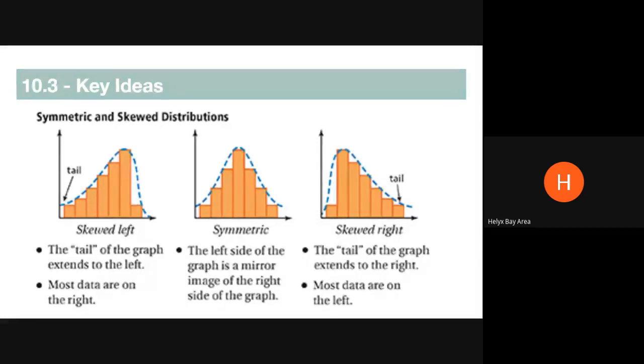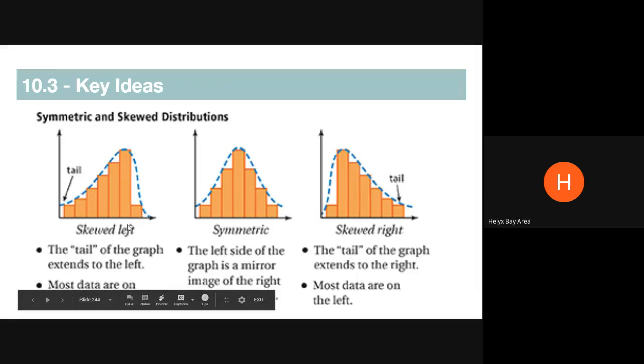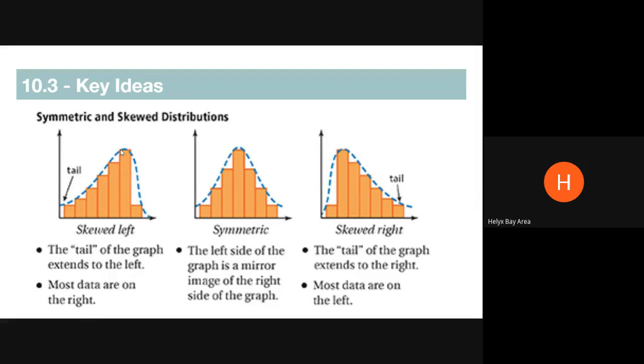Skewed right means that the tail of the graph extends to the right. Most of the data is on the left. So in the skewed left graph most of the data is on the right, and in this one the data is on the left. It's just which way the tail is pointing. Remember, look at where each tail ends, that's an easy way to remember skewed right and skewed left. Or look at the peak point. Does that make sense? Yes.